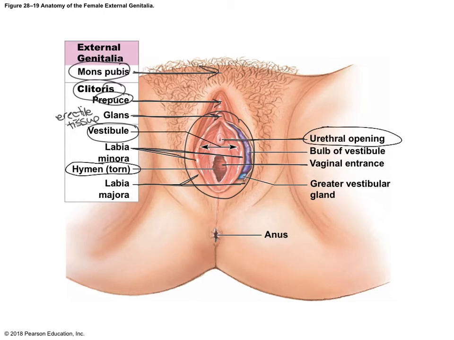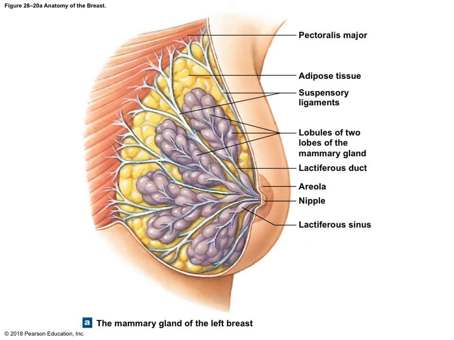And posterior to the vaginal opening is the anus, which is the opening into the rectum. Another reproductive organ in the female is the breast. The breast contains mammary glands.